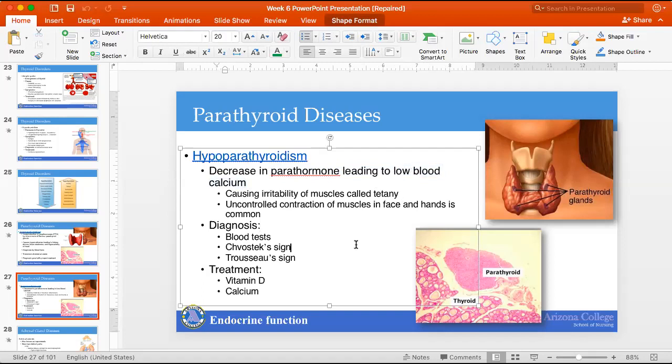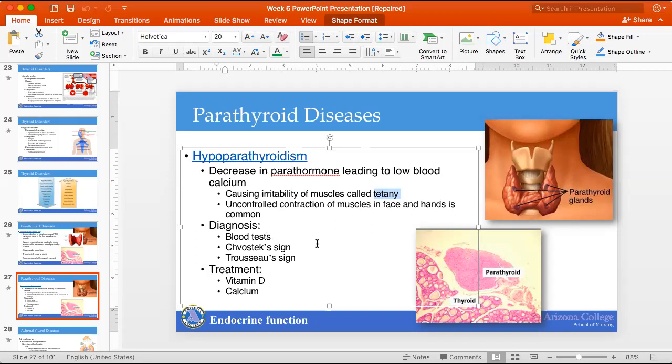What that would cause is irritability of the muscles, causing tetany. Tetany would be like a locking up of your muscles, like this, stuck in contraction. You may remember that calcium is extremely important in the sliding filament theory, how our muscles contract and how they slide against one another. Calcium is important basically for the ability for our muscles to contract in the first place. And so throwing that calcium level off will then lead to this condition. Uncontrolled contraction of muscles in the face and hands is common.